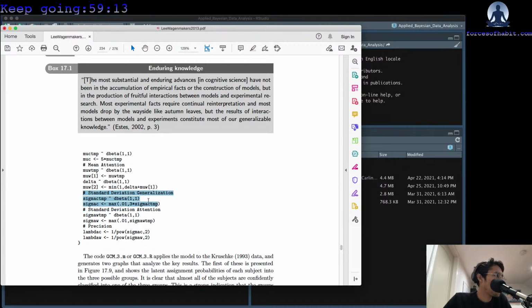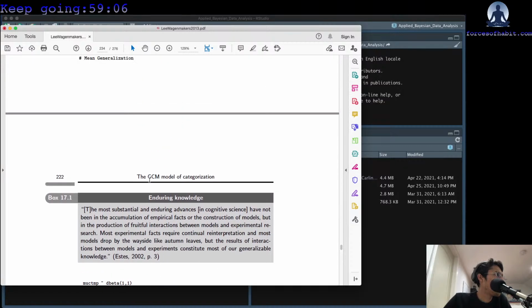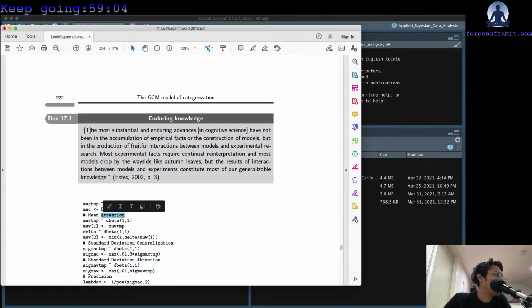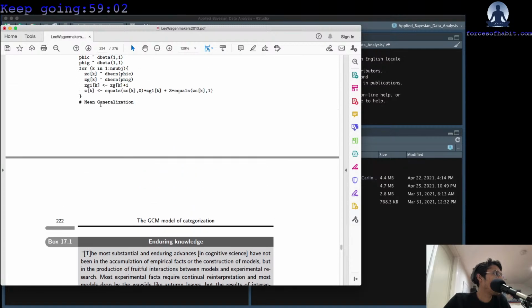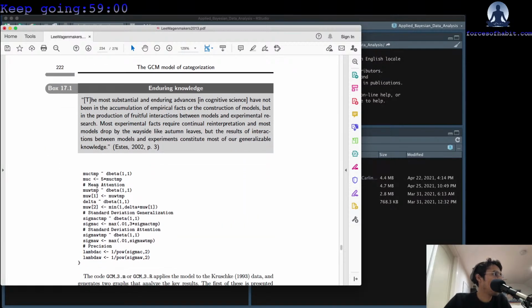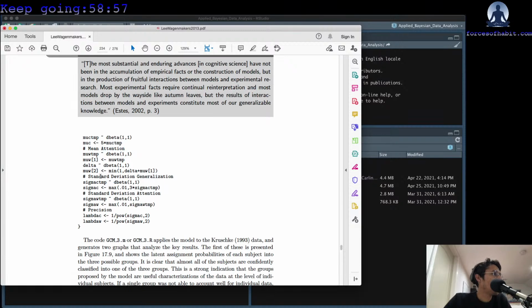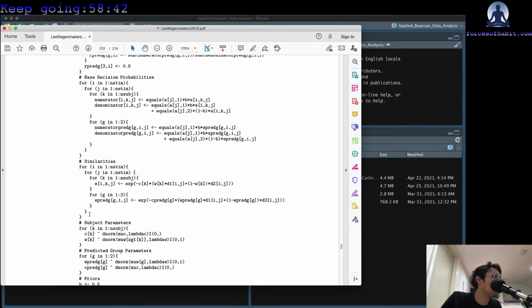So specify sigma, and then standard deviation for attention. I see mean generalization, mean weight. So this is mean for the generalization parameter. I see, this is mean for the attention parameter. And then we specify sigma and standard deviation. And lastly, then we need to specify the lambdas, because lambda is what gets used in our formulas up here in the priors, right?